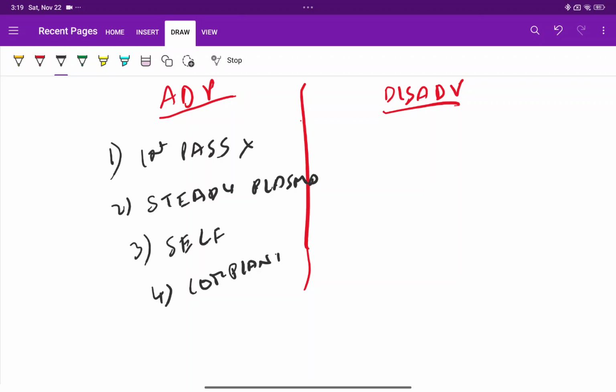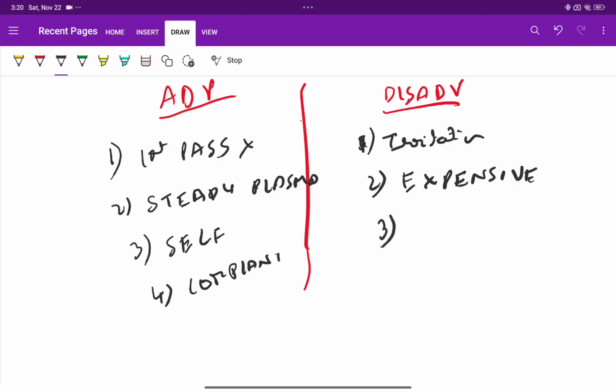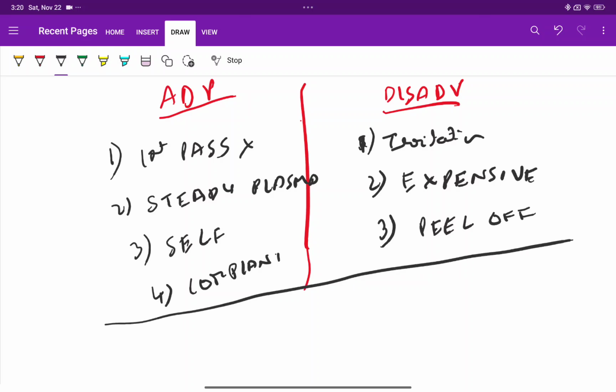What is the disadvantage? There may be irritation, and this patch is very expensive. Third one, the patch may peel off without knowing. This was the main disadvantage of the transdermal route.